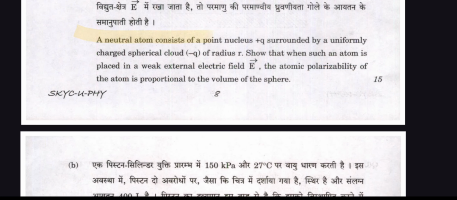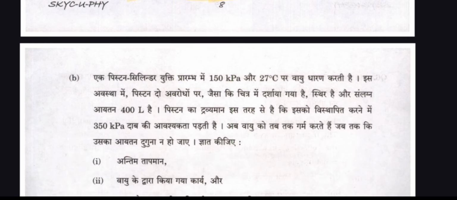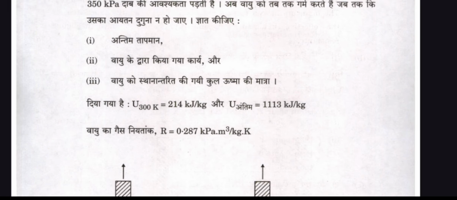A neutral atom consists of a point nucleus plus q surrounded by a uniformly charged spherical cloud of minus q of radius r, so that when such an atom is placed in a weak external electric field, the atomic polarizability of the atom is proportional to the volume of the sphere. So this is proportional, not inversely proportional, right? Question number B is here.